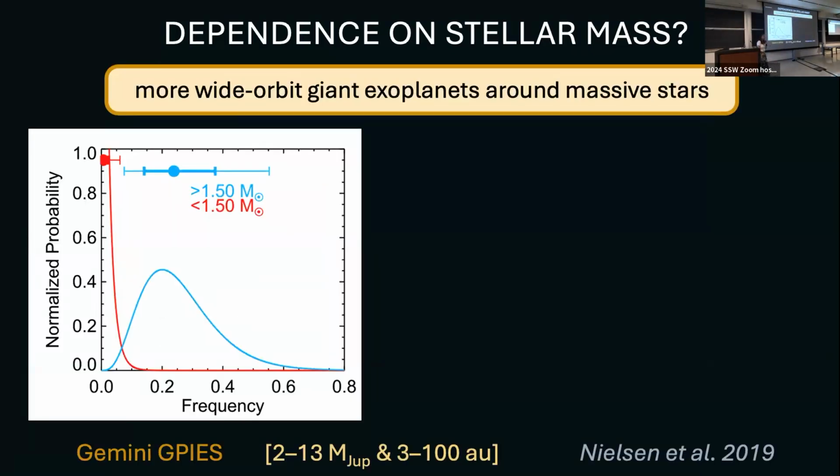And the GPI survey did exactly that. So the GPI sample was divided between stars more massive and less massive than 1.5 solar masses. And by constraining the occurrence rate of planets within this mass and separation range, they find a statistically significant difference between the occurrence of planets around lower mass stars and higher mass stars. So there seems to be more wide orbit giant exoplanets around more massive stars.